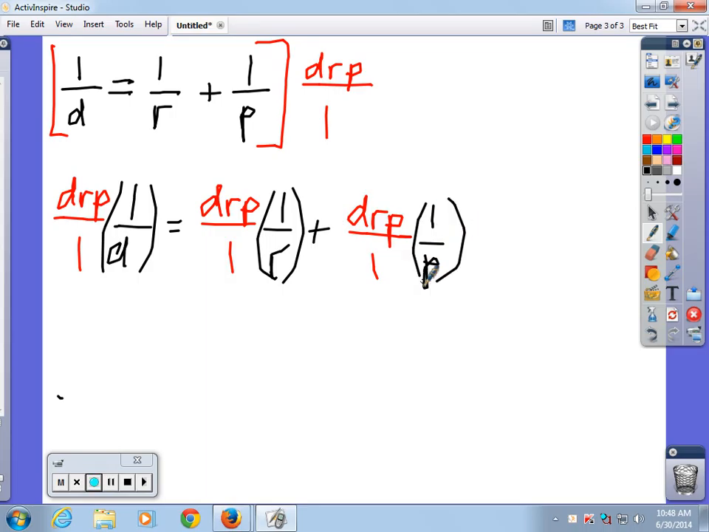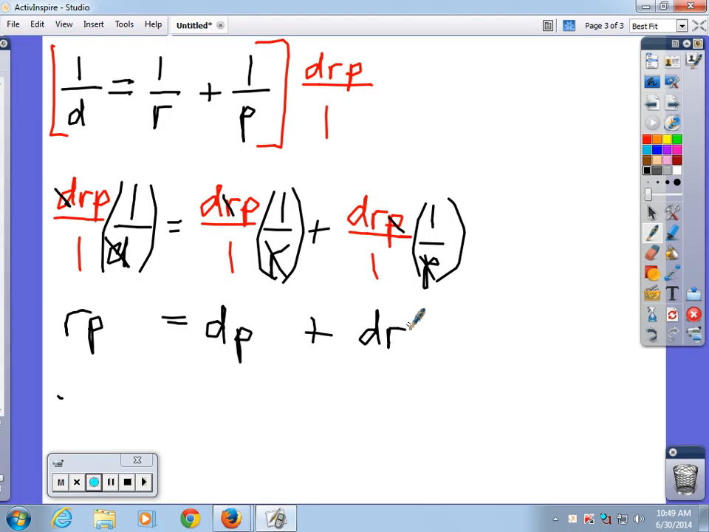All right, what happens here? These cancel. R's cancel. You have RP equals DP plus DR. Now, what did I tell you? What's the second rule after you clear the fraction?